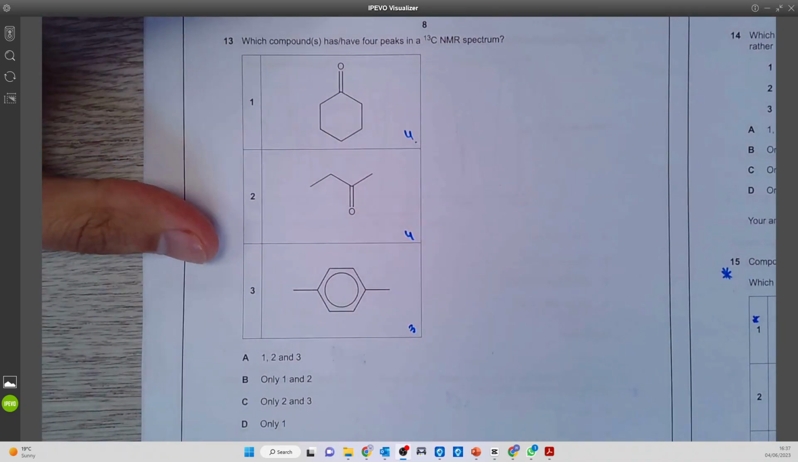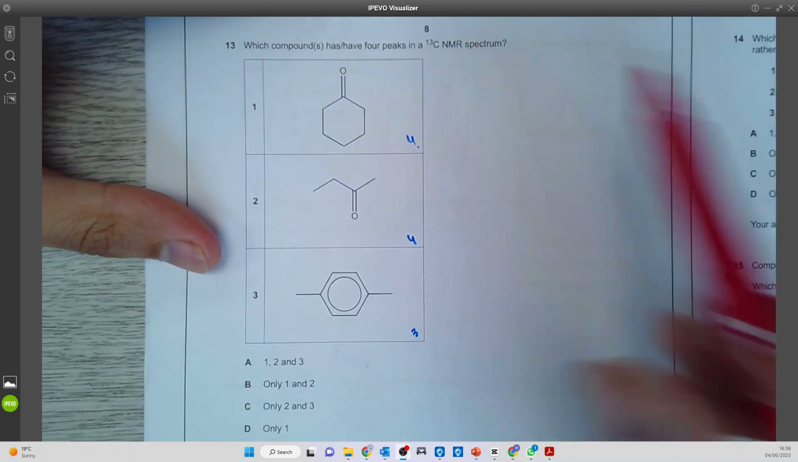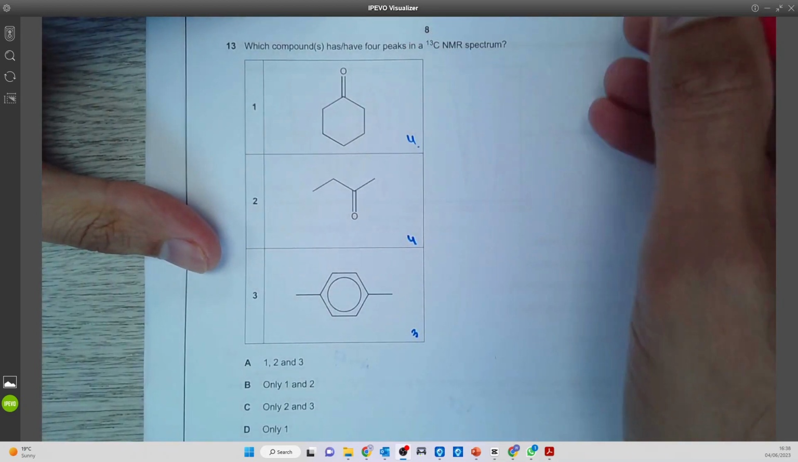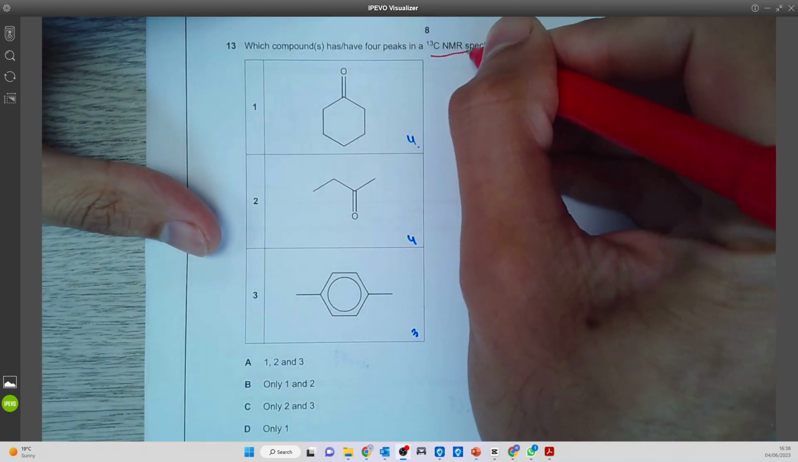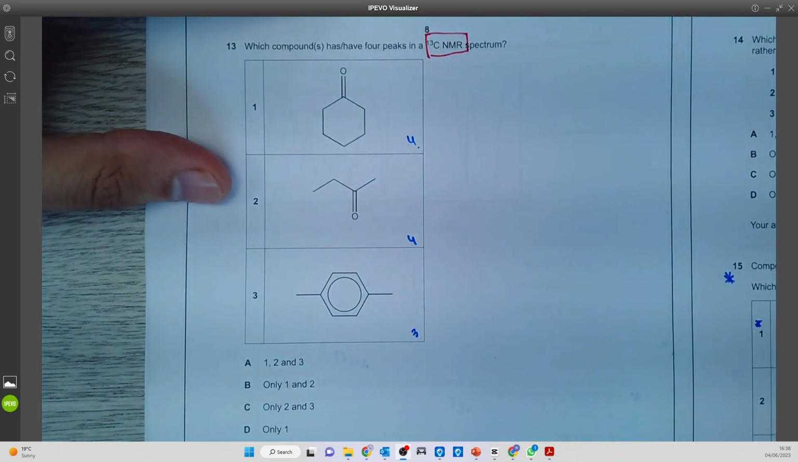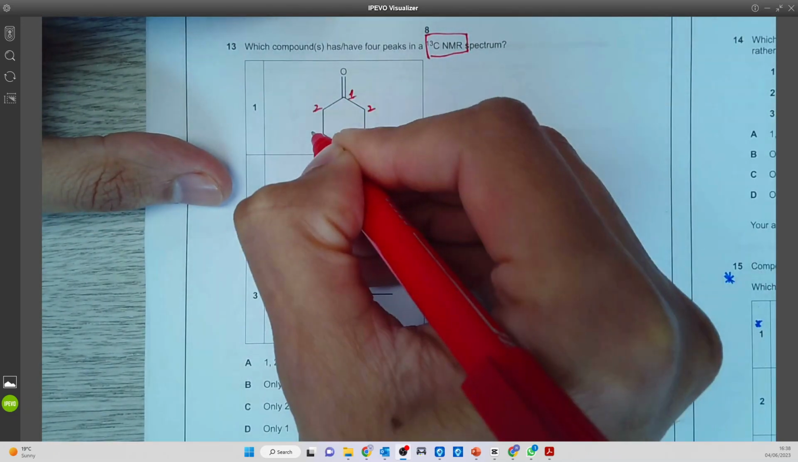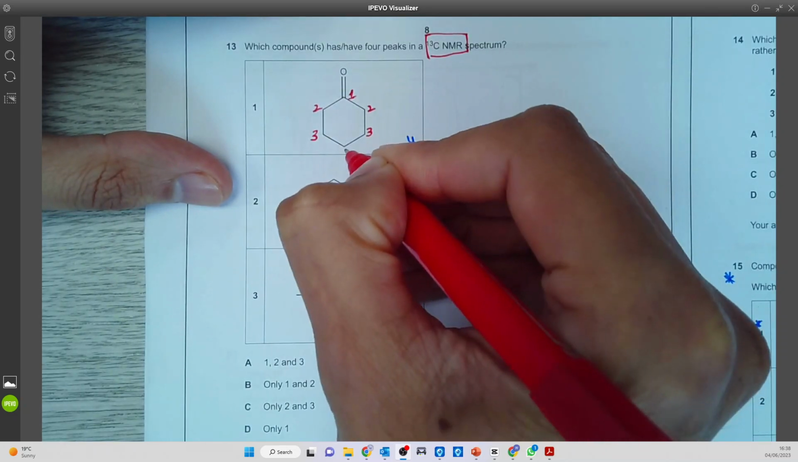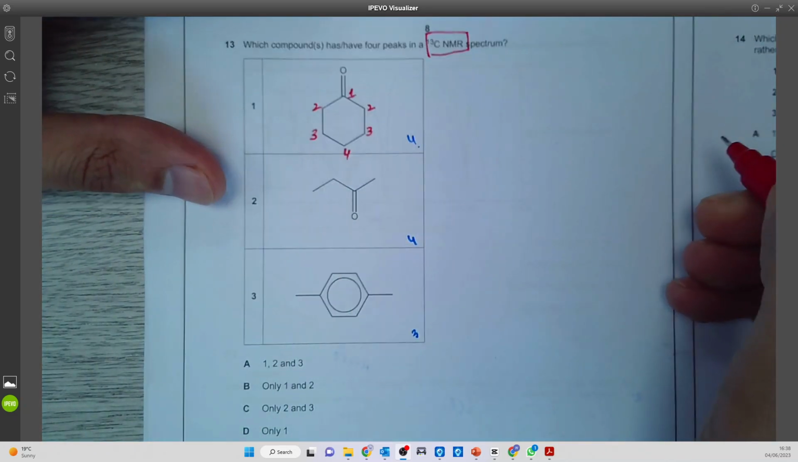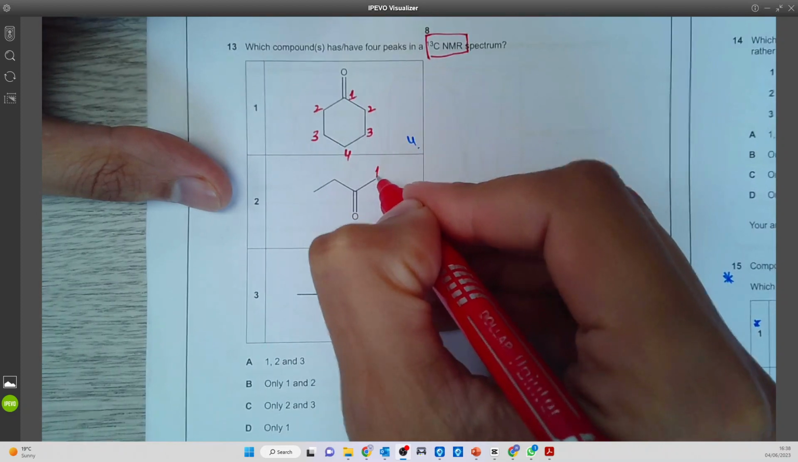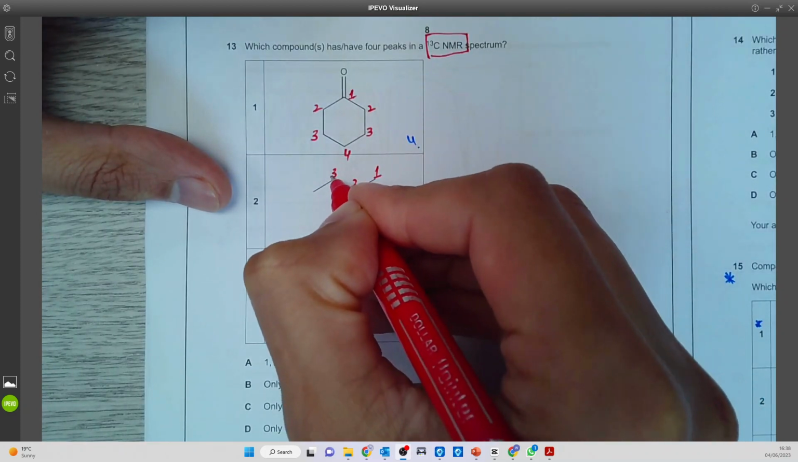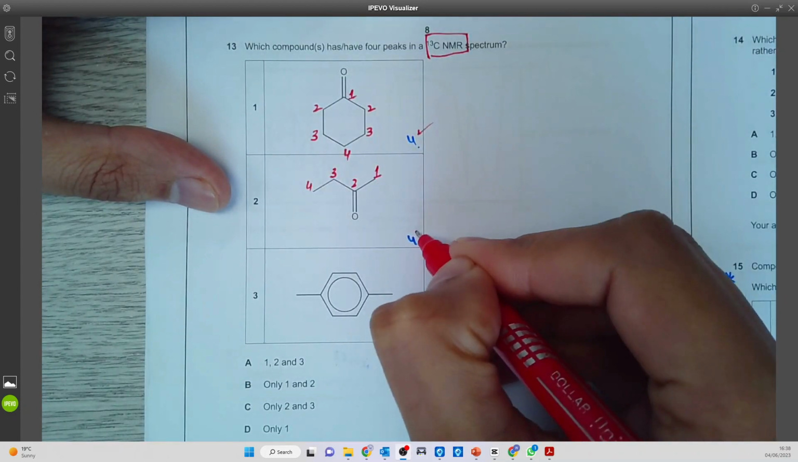It says here, which compounds have 4 peaks in carbon 13 NMR spectrum. For this one, this is one environment, they are both in the same environment. These two are in the same environment, and this is in a different environment. For this one, this is environment 1, 2, 3, and 4. So it will produce 4 peaks.